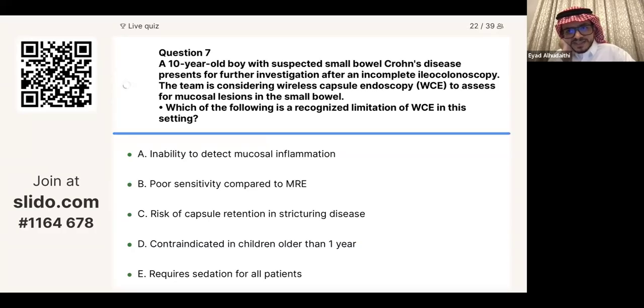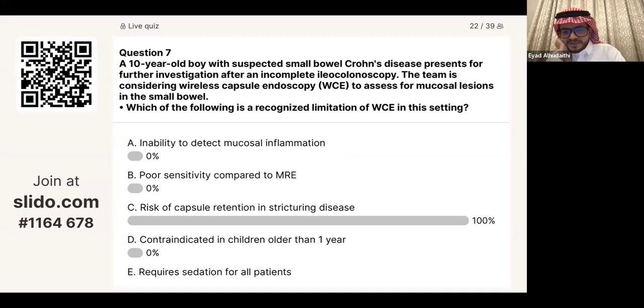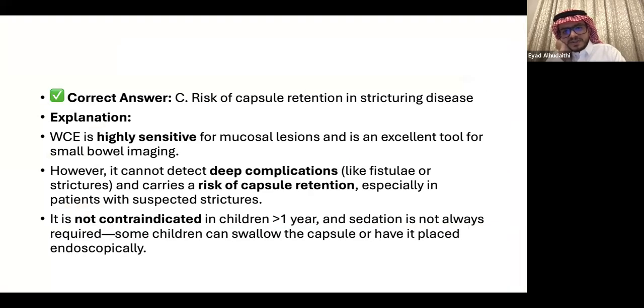So this is an easy one, I hope. Yeah, 100%. So we know that capsule retention is a known risk for the wireless capsule endoscopy. Having this complication might expose the patient to surgery, and you don't want that. So the way to go is you have to do the patency capsule, and if it's normal, you can safely proceed with the capsule endoscopy.